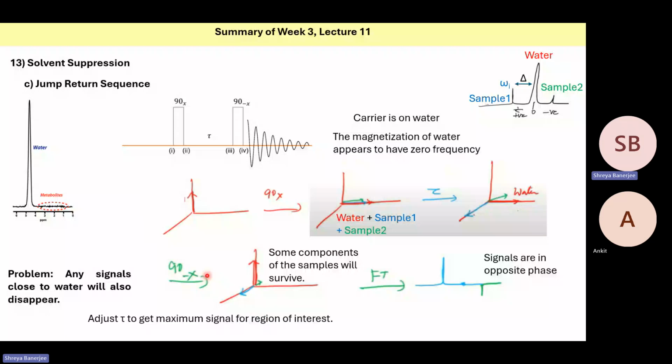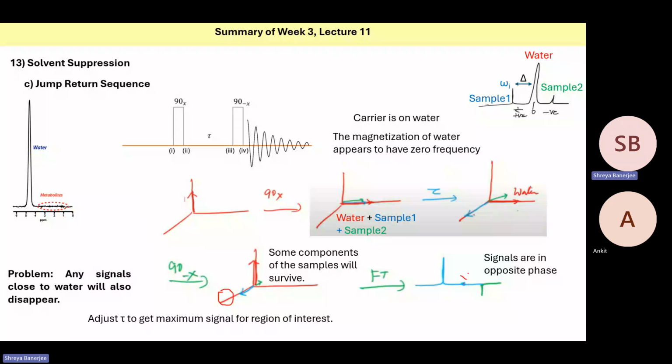After this 90 minus x pulse, the FID is collected and the Fourier transform is done. So if the FID is collected over here, as we have already studied before, we put the detector in the transverse plane. In this particular case, we put the detector along this x-axis. So if the detector is along the x-axis and the signal of water is completely along the z-axis, the detector will not pick up the signal of water. So you can see here the signal of water has been completely quenched.